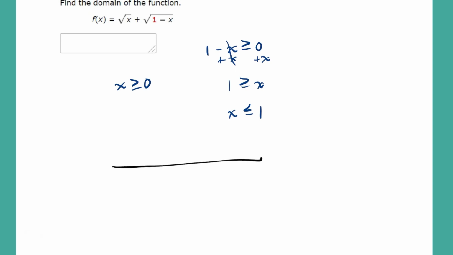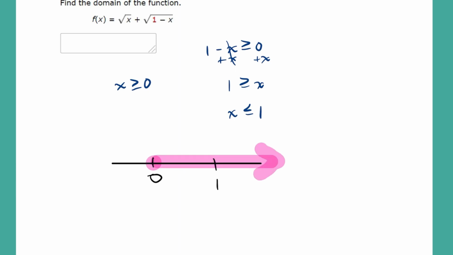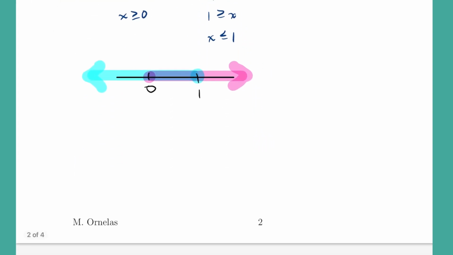And so now you have two domains that you need to be concerned with, 0 and 1. For 0, notice that it's all the positive values. And for 1, it's all the values that are less than or equal to 1. And so the overlap is what the domain of the function is, and that's going to be 0 to 1, inclusive on both sides.